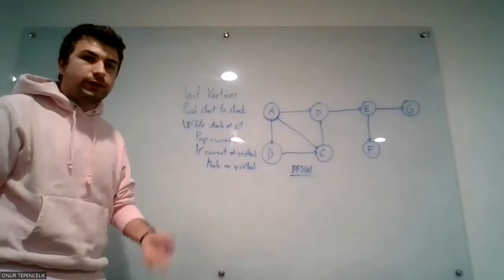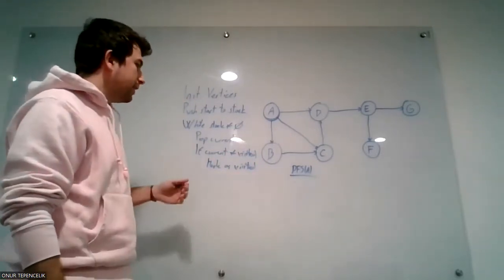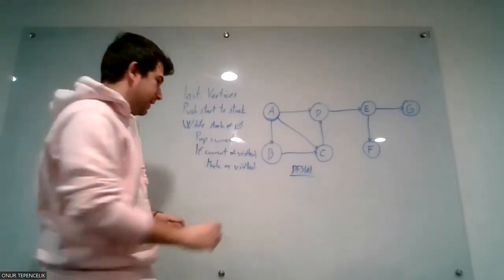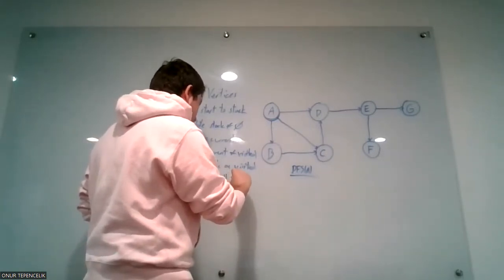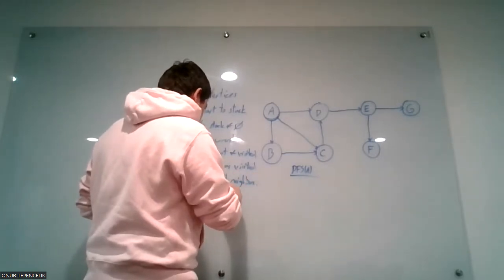And then for all the neighbors of that node, for all the edges coming out of that node, we add the neighbors of that node to the stack. We push them to the stack. For all neighbors, push to stack.